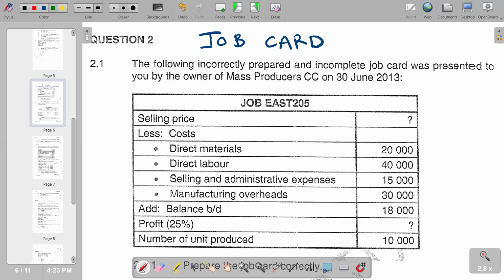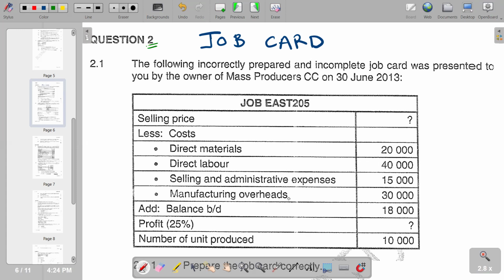In this video, we want to look at a job card. So we are going to go through the preparation of a job card. We are looking at question 2 on this question paper, which reads: the following incorrectly prepared and incomplete job card was presented to you by the owner of Mass Producers CC on 30 June 2013. So you are given an incorrect job card of job 205.